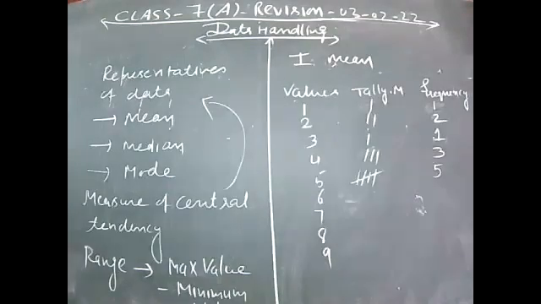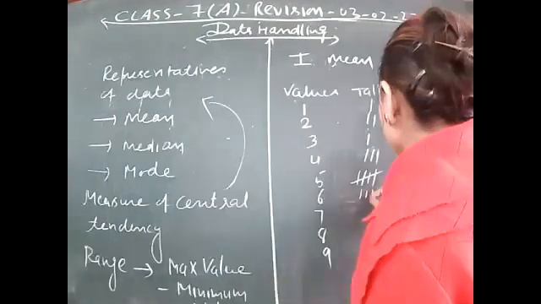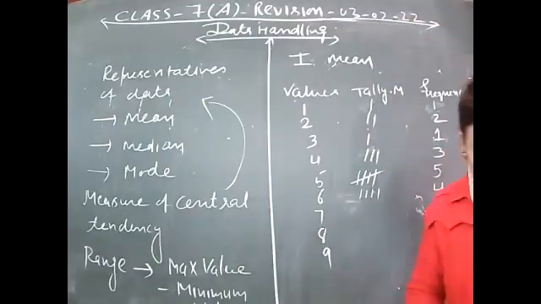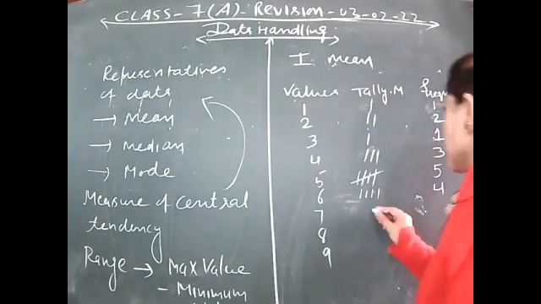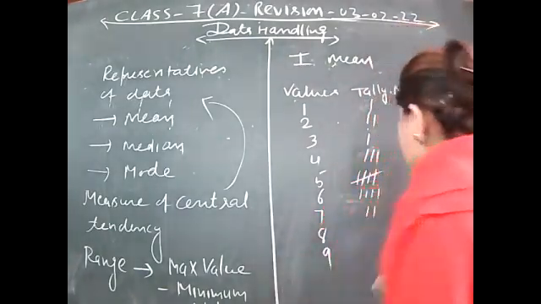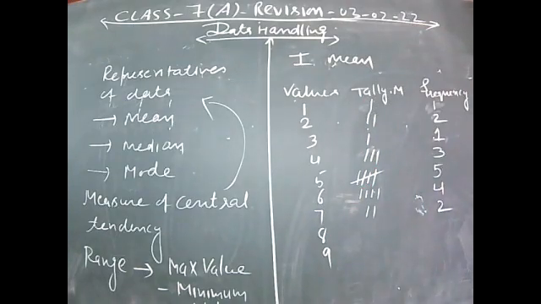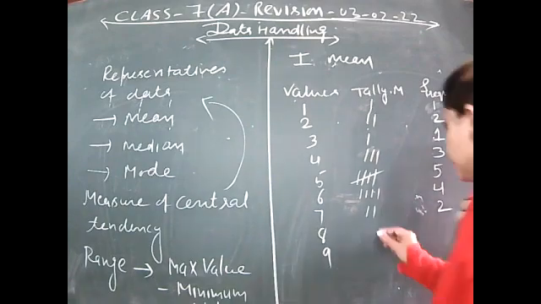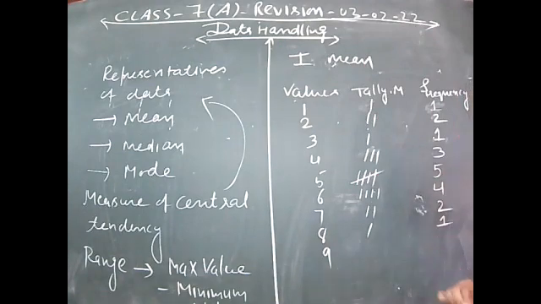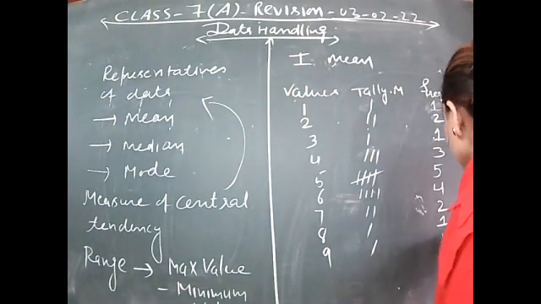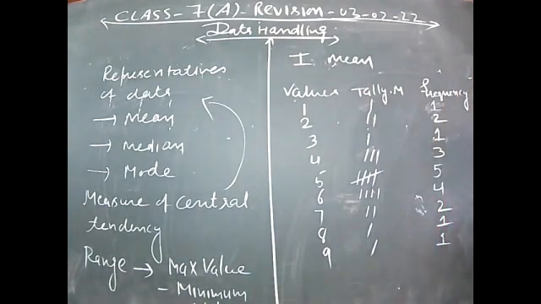And what is frequency for 6? 4. Frequency for 6 is 4. What is frequency for 7? How many times 7 is appearing? I think 2 times. This is 2. How many times 8 is appearing in the data? Only 1. And how many times 9 is appearing in the data? 9 is appearing one time, so 1 frequency and 1 like this.